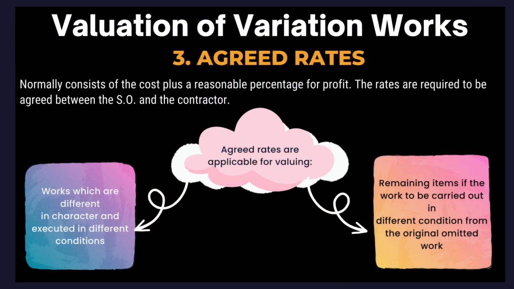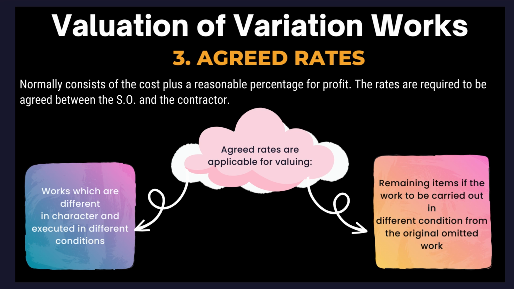The third valuation method for variation works is agreed rates. The agreed rates are used in the event where contract rates and pro-rata rates are not suitable. These rates normally consist of the cost plus a reasonable percentage for profit. The rates are required to be agreed between the SO and the contractor.